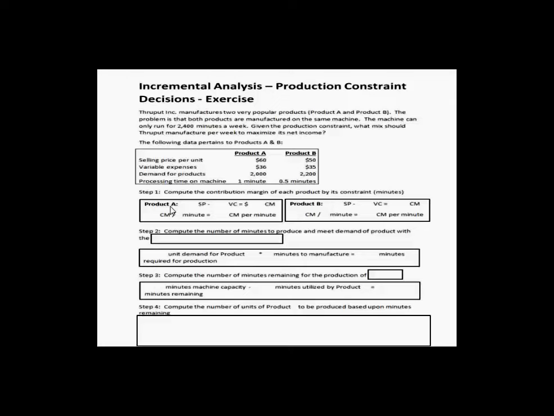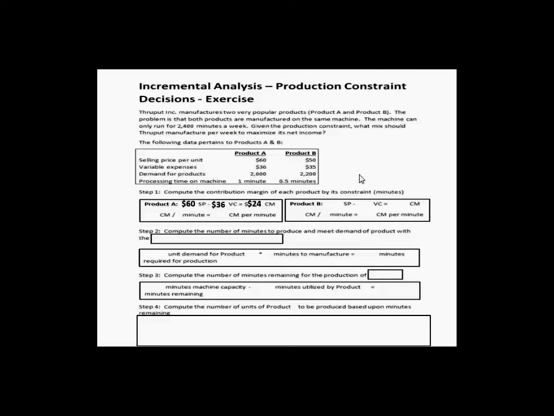So let's take a look at product A first. Product A has a selling price of $60 a unit. Its variable cost associated with producing that unit is $36. Therefore, our selling price minus our variable cost equals our contribution margin of $24 per unit. So every time we make a unit of product A, it contributes $24 to covering not only our fixed cost but also our net profit.